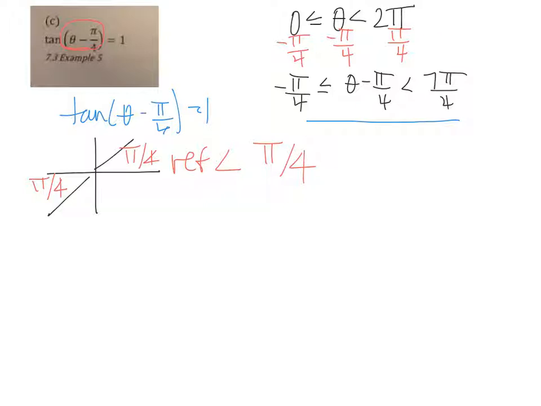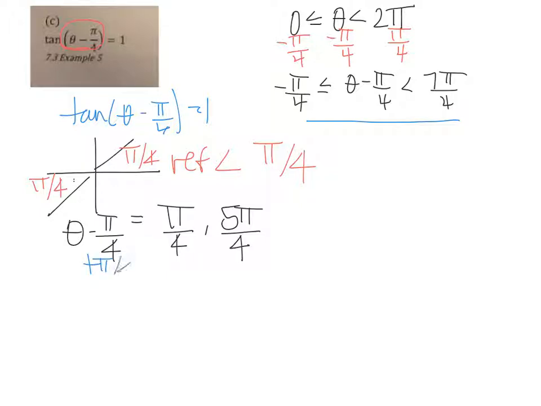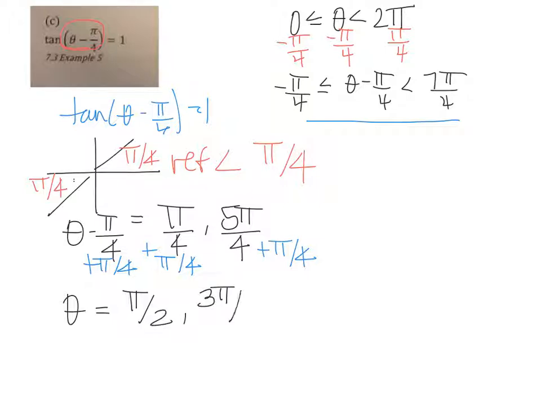And so what that tells us is that theta minus pi over 4, the argument, will have a value of either pi over 4, that first quadrant angle, or 5 pi over 4, which is this third quadrant angle here. And now I'm just going to solve for theta by adding pi over 4 to all elements of this equation. And I get that theta is going to equal pi over 4 plus pi over 4, which is pi over 2, or 5 pi over 4 plus pi over 4, which is 3 pi over 2.